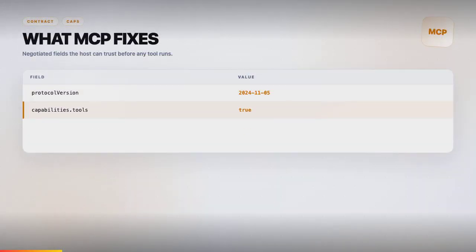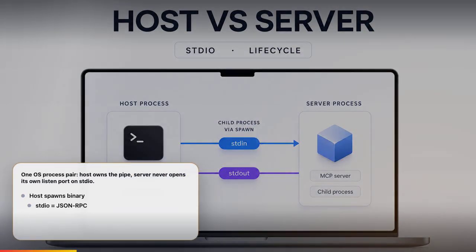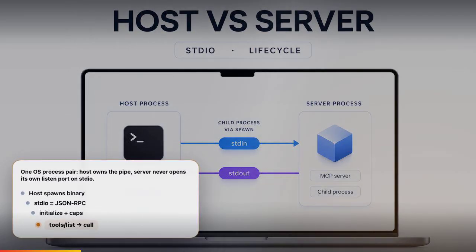MCP gives you explicit capability negotiation. The host advertises protocol version and supported features. Your server replies with its name, and both sides agree before any user data crosses the boundary. Think host equals Cursor or Claude Desktop, and server equals your Node or Python binary.